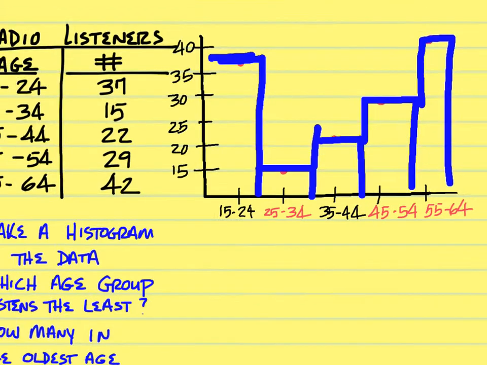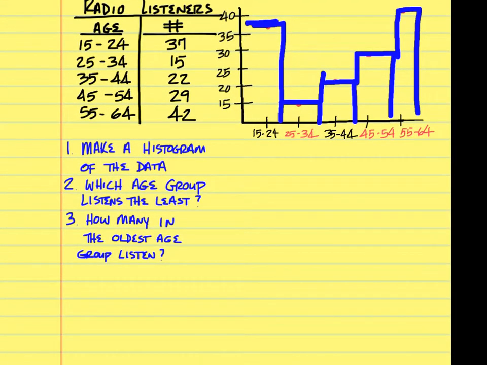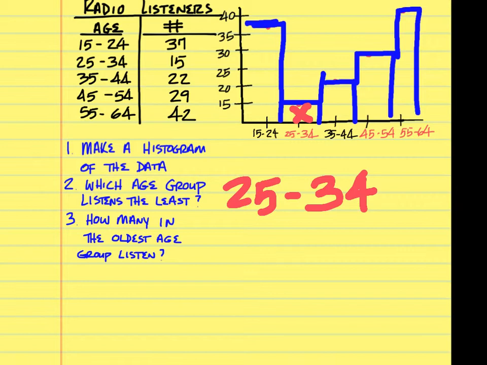Now we have to answer the questions. Which age group has the least amount of listeners? 25 to 34. This one, that one. And how many are in the oldest age group? 42. Okay. If you drew a graph that looks similar to this, and you had 25 to 34 and 42 listed, you must have both of those correct, then you can come up.